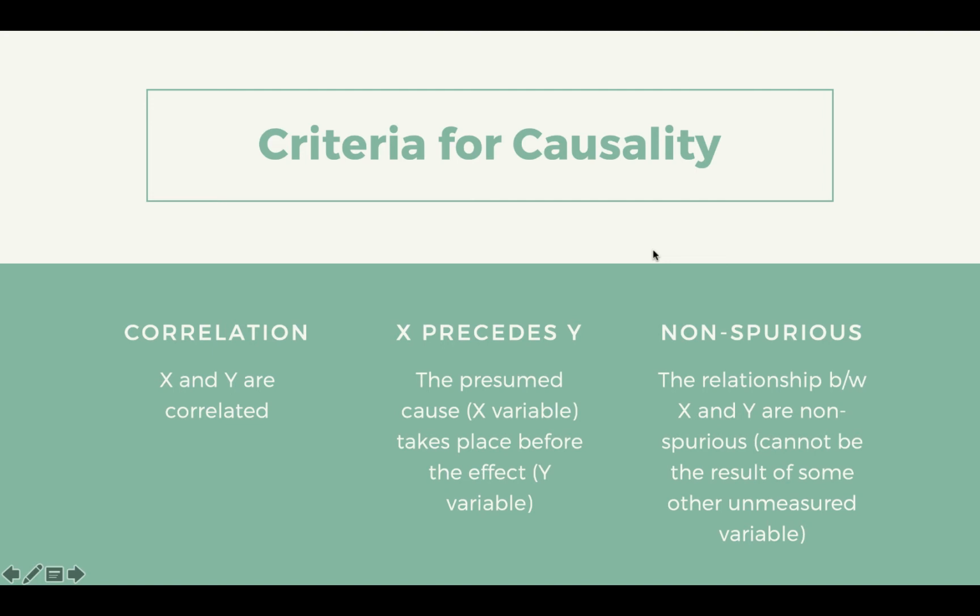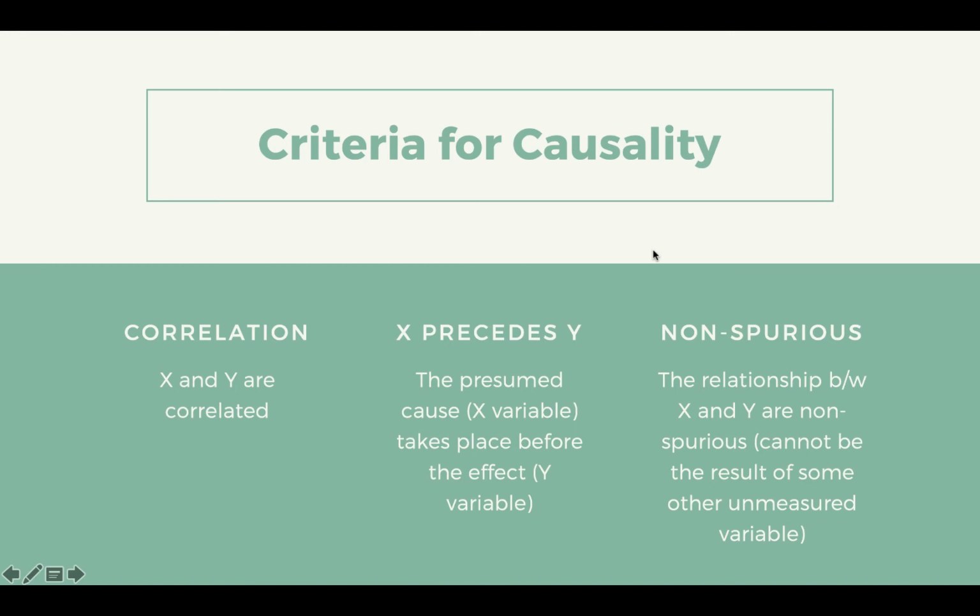One is that there has to be a correlation between X variable and Y variable. X and Y have to move in similar ways. There has to be some co-relationship between X and Y. Second, in order for X to influence Y, X also needs to come before Y, or precede Y. So the independent variable, the predictor, needs to take place before the Y variable, right?